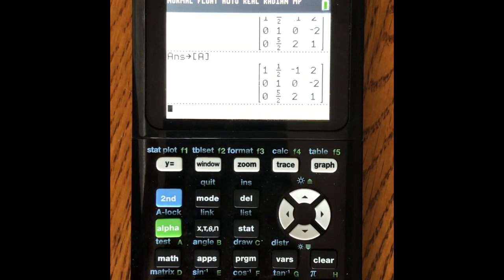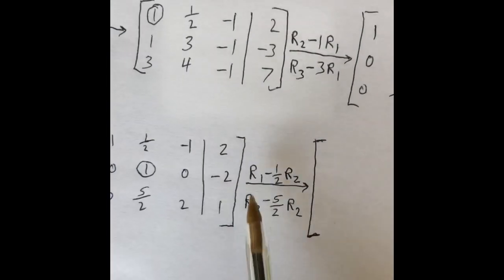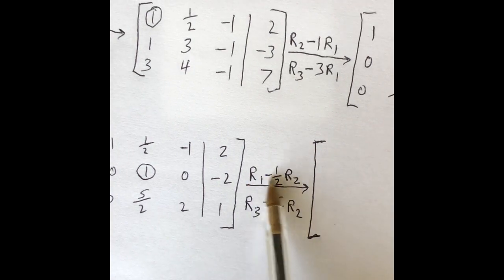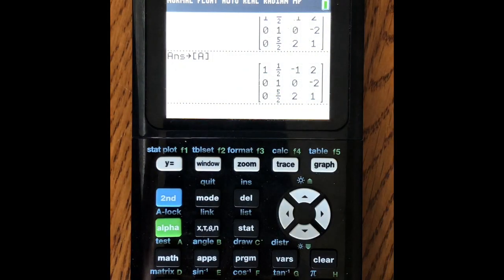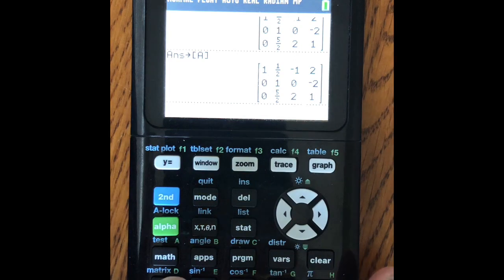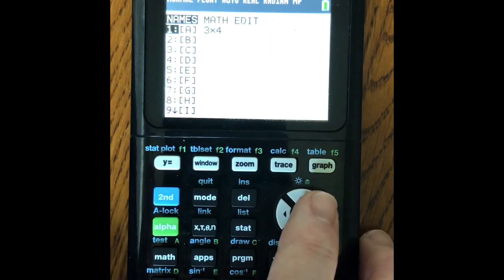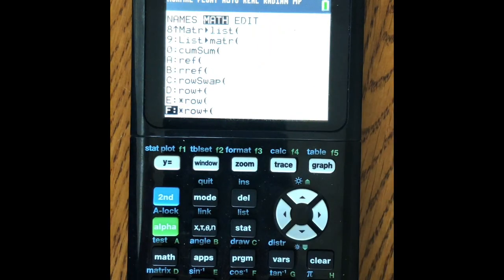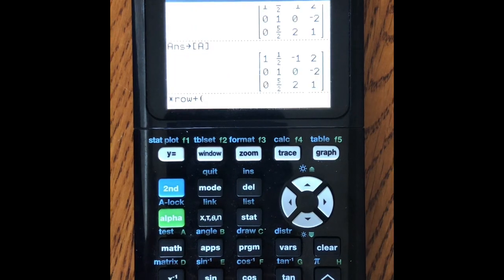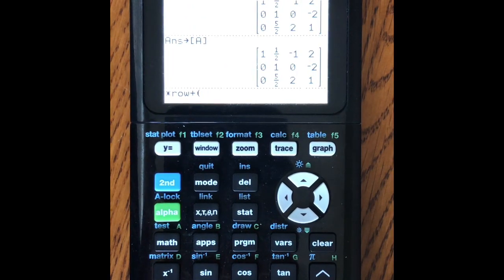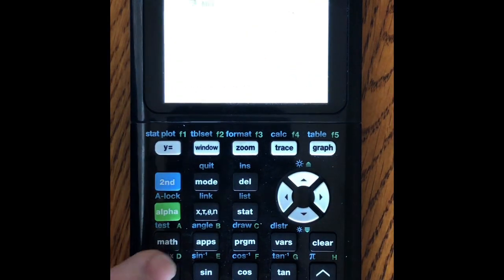So the first row operation I'm going to be doing on my calculator is this one. All right, so first thing is second matrix, to go to your matrix menu, math, excuse me, times row plus. And so in this case, our multiplier is negative 1/2. The matrix we're working on is A.